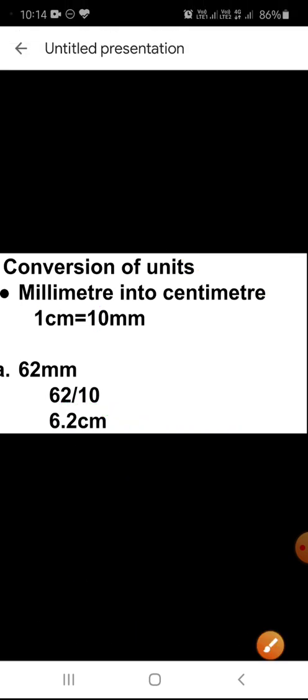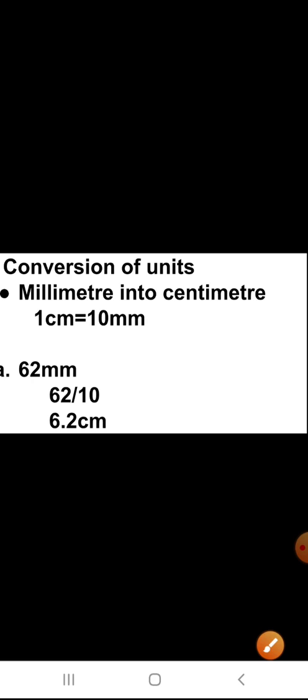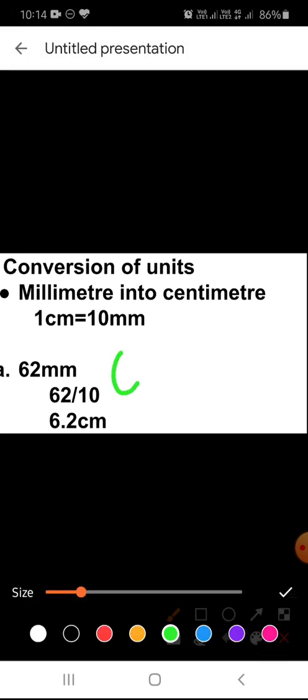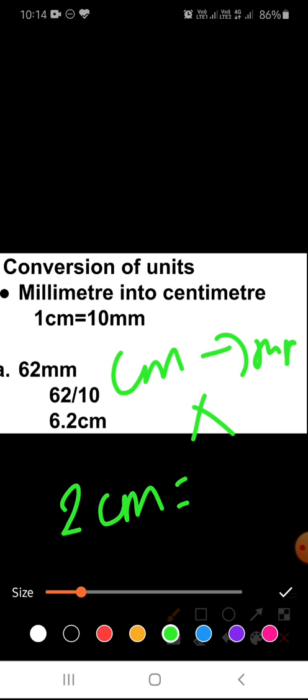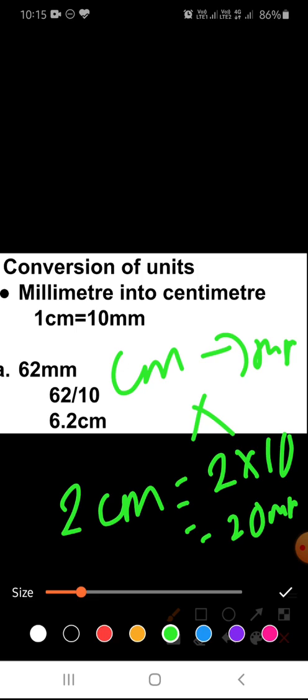Like this you can do. And if you have to convert centimeter to millimeter, what you will do? You will do multiplication. Like it is given 2 centimeter equals to how much? So it will be 2 multiplied by 10, that is equal to 20 millimeter. This you can calculate also. You can count these in your scale also.